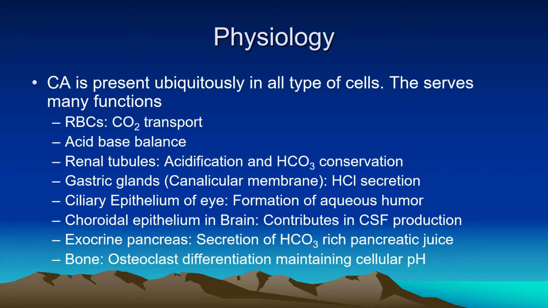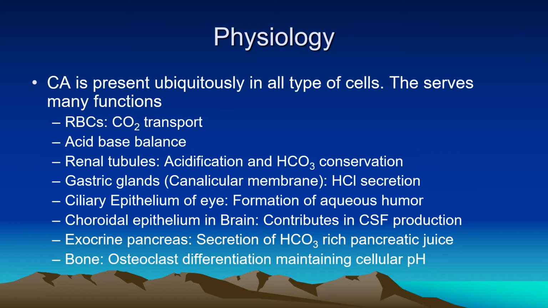Now let us look at the physiological functions of the enzyme. In RBC, it is found to carry carbon dioxide from tissues to lungs. In fact, if you look at the presence of the enzyme, it is ubiquitous. It is present in all types of cells. But in certain cells, specific functions are subserved. For example, in the same token, carbonic anhydrase maintains acid-base balance, pH regulation.